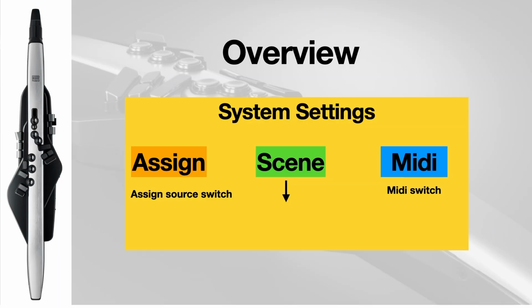So, as an overview then, the system settings of course pretty much affect everything in the system. And then we have the three main categories, the assign, scene and MIDI settings. Don't forget those two important switches. And of course your scenes get fed through to the effects for loads more creativity. And finally, just a very quick look at how a scene is built up on the Aerophone Pro.